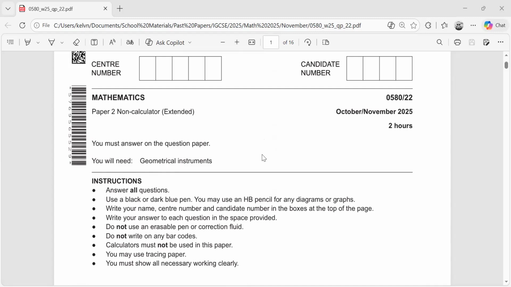Hi, my name is Kelvin, and today we are revising this past paper from last year, October-November session. And this is a non-calculator paper.